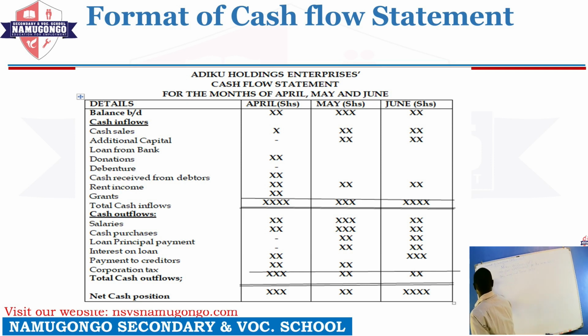So, when we have this, we now pick a ruler, we bring lines to show this clearly. The first column is representing details, so it must be big up to this. So here we indicate details.